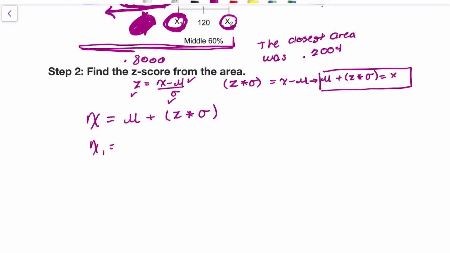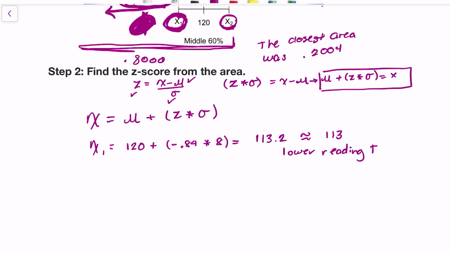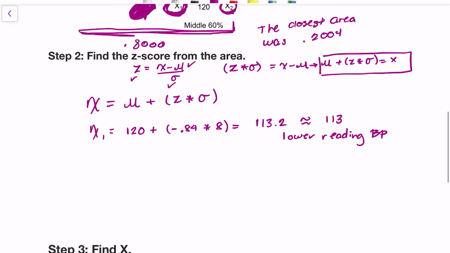And I could do it for x1. So x1 is the negative one, so it's going to be 120 plus negative 0.84 times sigma, which is 8. When I do that calculation, I'm going to get 113.2, which, I don't know, roughly would be 113. And this would be the lower reading of the blood pressure.